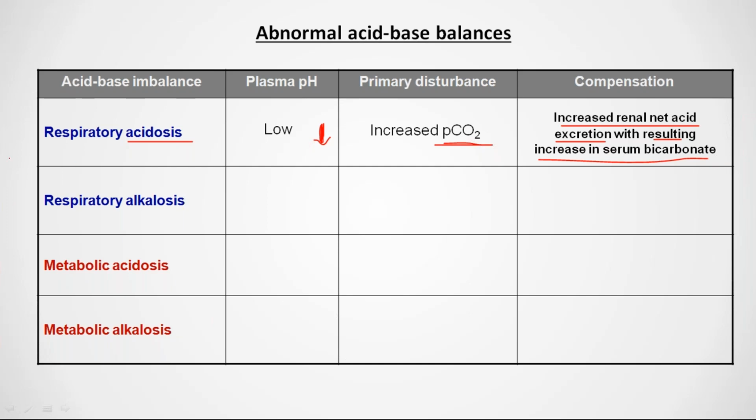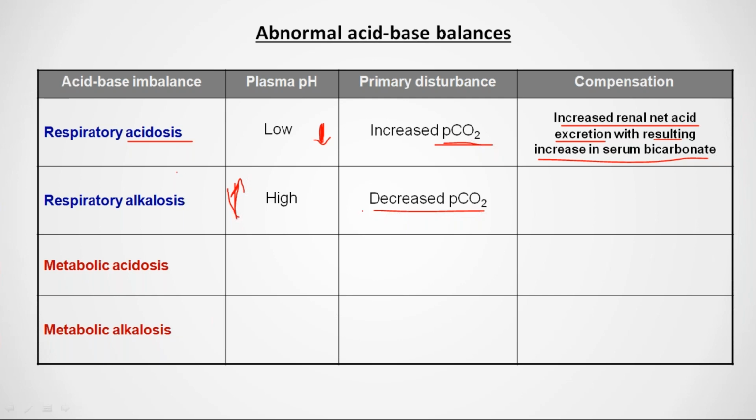For example, the opposite, respiratory alkalosis. The pH will increase. The pH is increased. This is because of the decreased PCO2, because of washout. PCO2 instead of 40 is coming down to 30, 20, whatever it is.